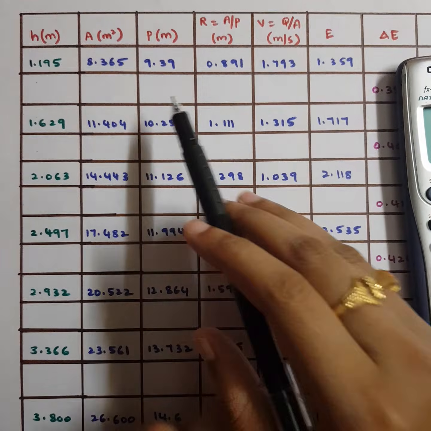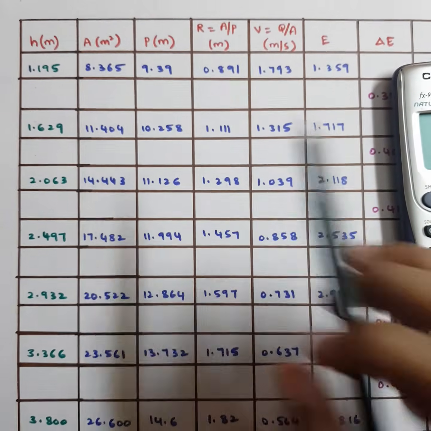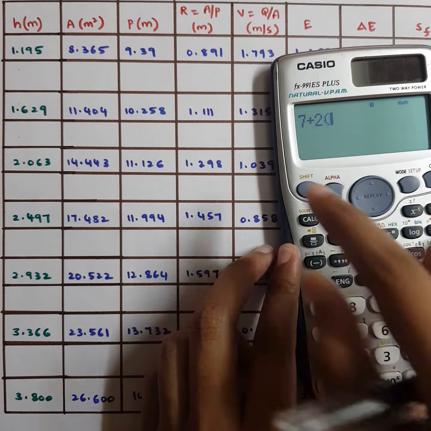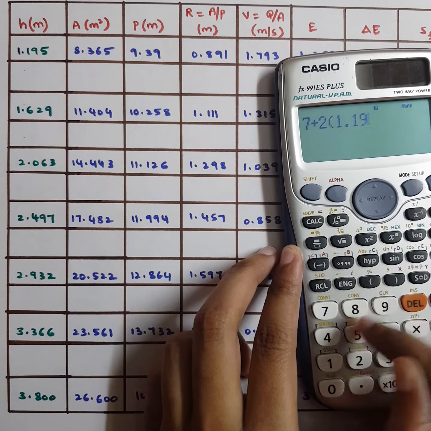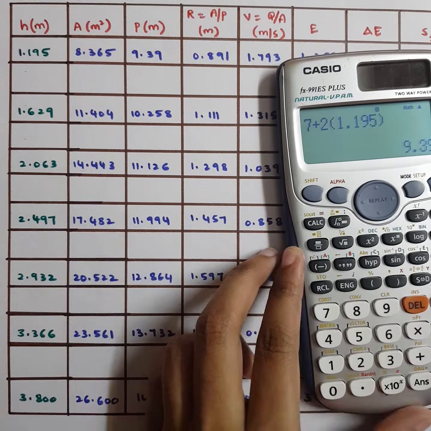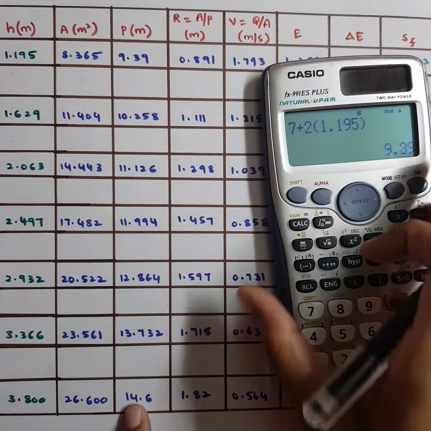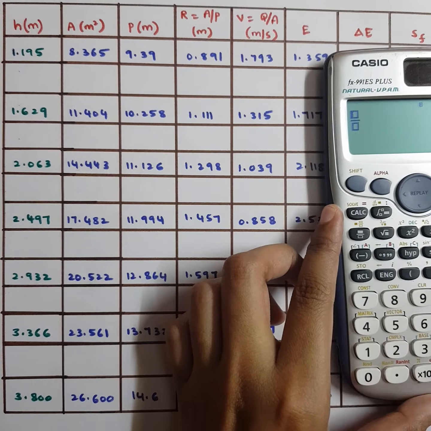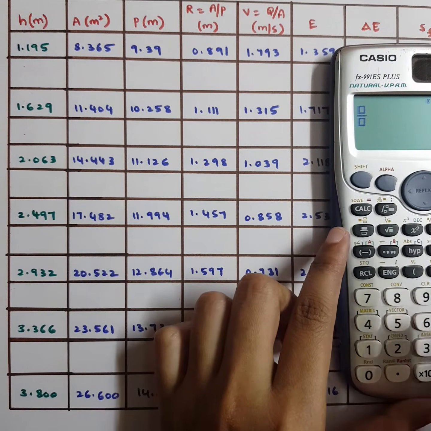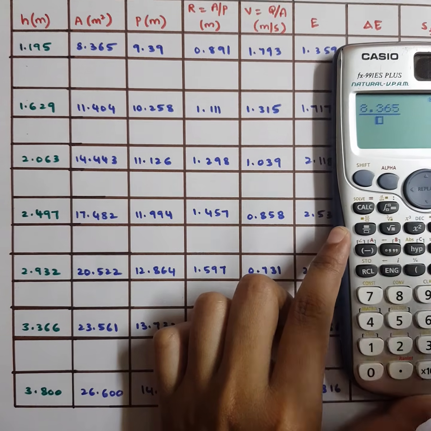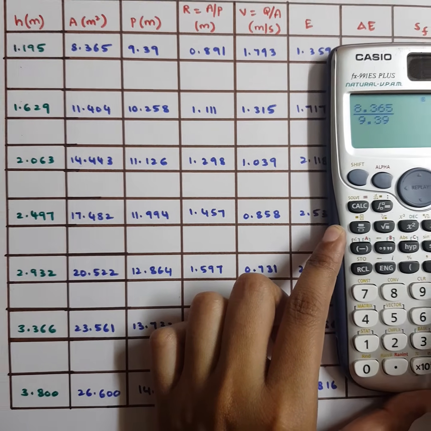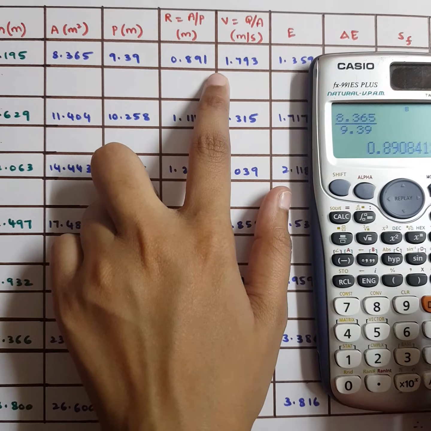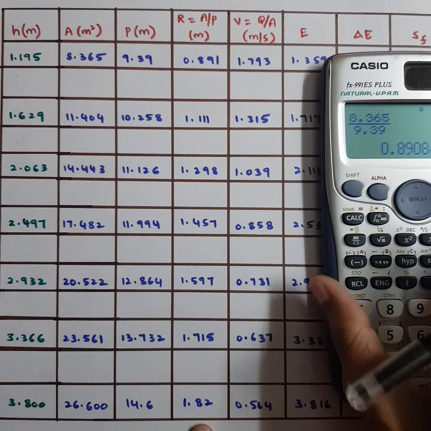Okay, let's go for the third column, which is wetted perimeter. The formula is B plus 2 into H. So B was 7 plus 2 into what is H here? 1.195, which gives 9.39. Like this, complete the wetted perimeter column also. Next comes hydraulic radius. What's the formula for hydraulic radius? A by P. So what was A? 8.365 divided by what was P? 9.39. Okay, it is 0.8908, so I have taken it as 0.891. Like this, complete this column also.